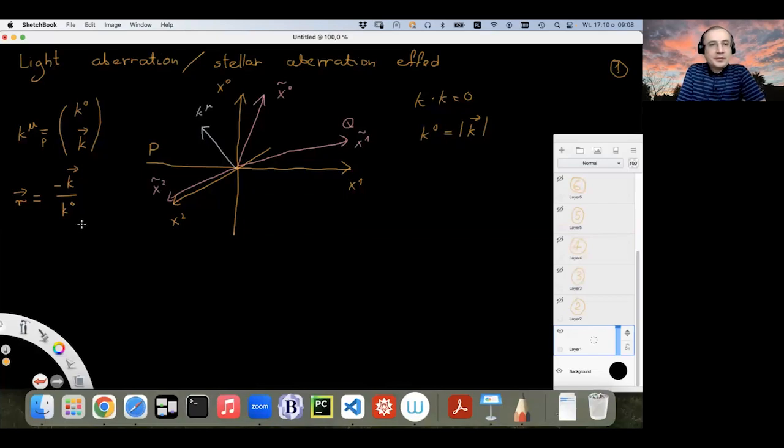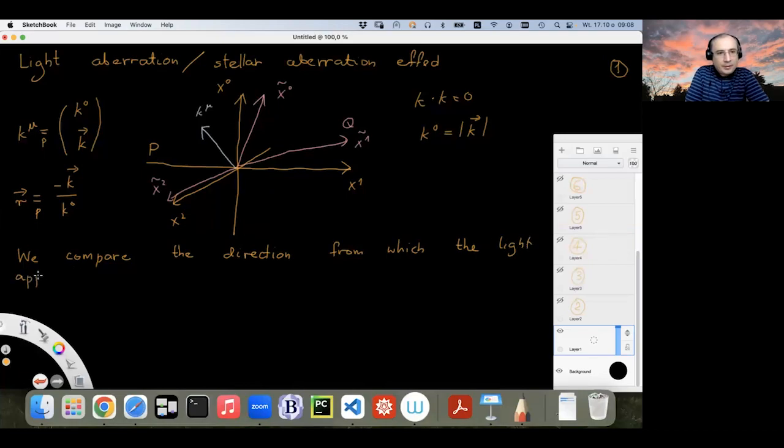And now here's the thing. It turns out that if we consider the same situation and the same vector in the boosted frame, the spatial direction will appear a little bit different. So we compare the direction from which the light appears to be coming, and we do it in P and in Q. In order to pass to the Q frame, we have to perform a Lorentz boost. This is fairly straightforward. So let's do it.